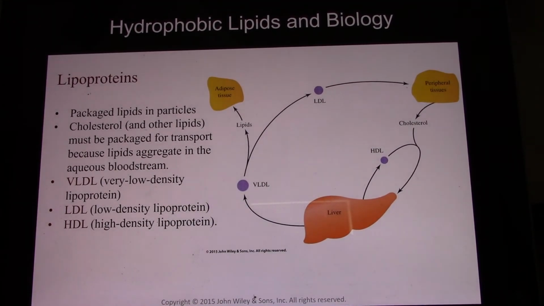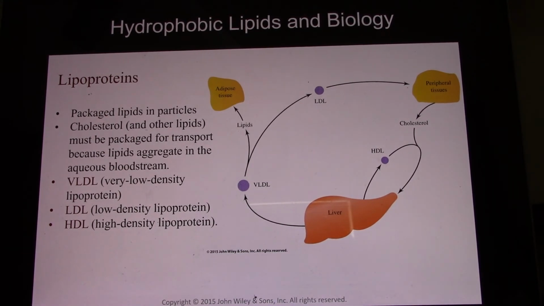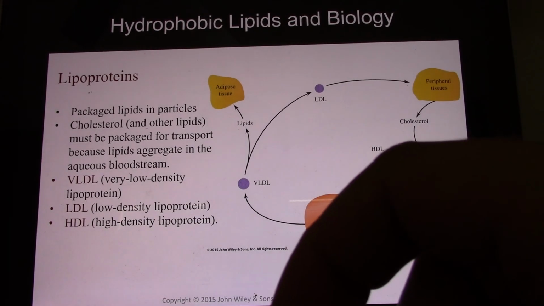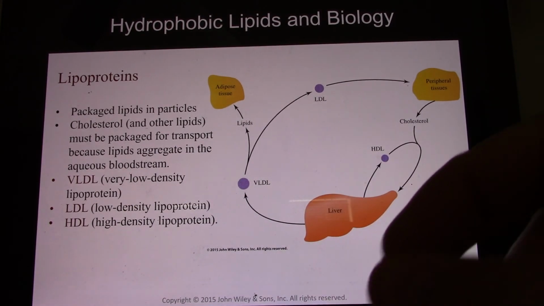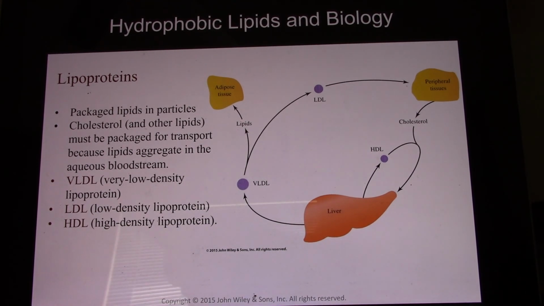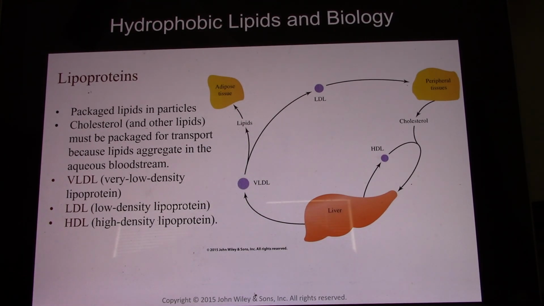The low density lipoproteins here are putting your cholesterol into peripheral tissues. Your high-density lipoprotein is taking your cholesterol out of your peripheral tissues. And so basically we have an antagonism: one is taking cholesterol out of your arteries and packing it away, and one is putting it back into your arteries.